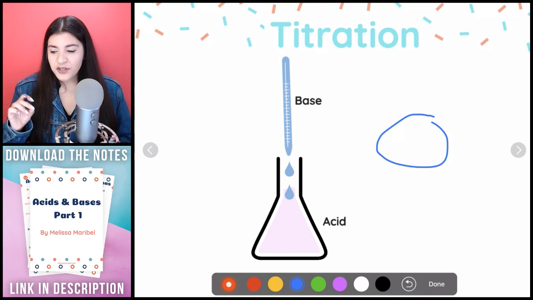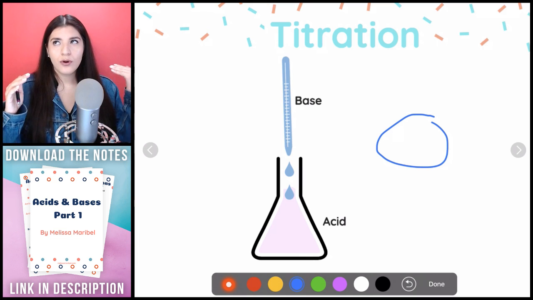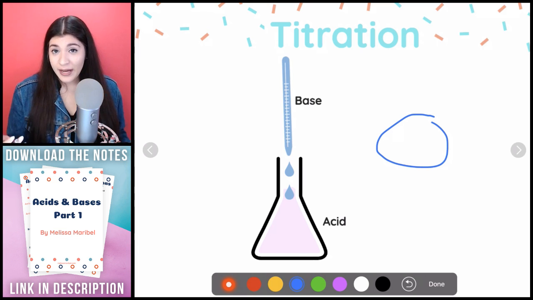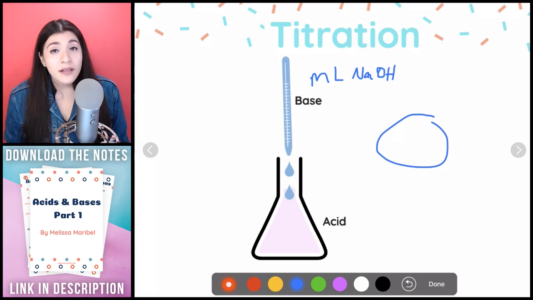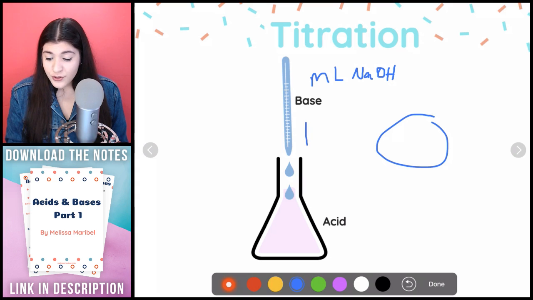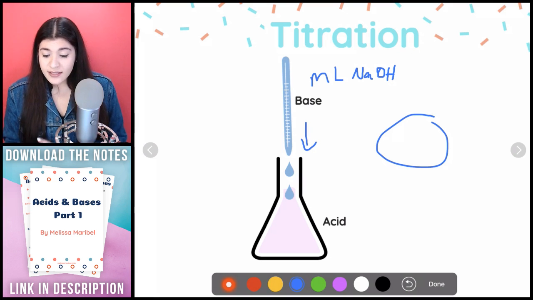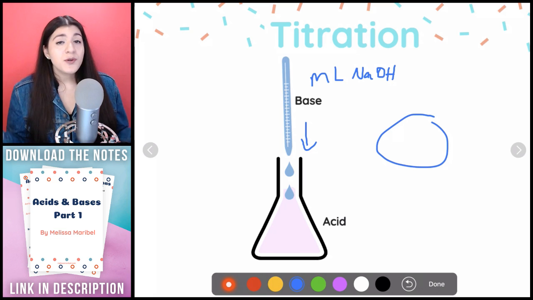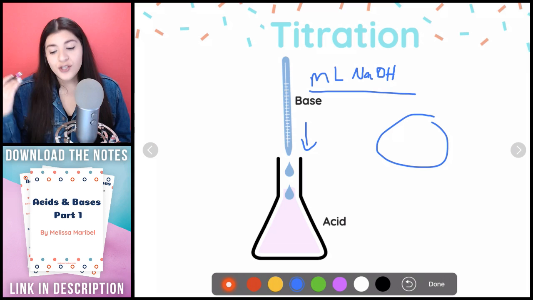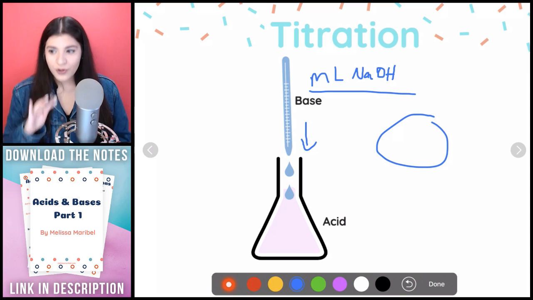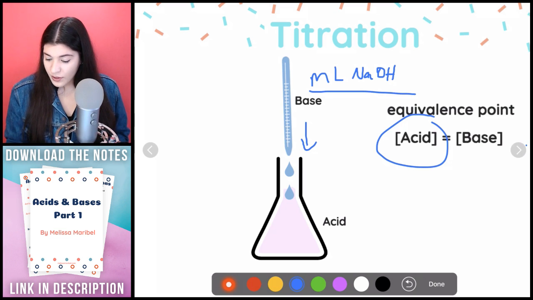Now, when we're actually looking for our equivalence point, or really just the volume of our base, I want you to think of it as what we're essentially doing right now is figuring out how many milliliters, and we said our base is NaOH, how many milliliters of NaOH do I need to drop in order to get that equivalence point? So that's what we're solving for. We're solving for how many milliliters of NaOH we need to neutralize this acid. That's what we're looking at when I'm talking about equivalence point. So that's exactly what we're going to do.